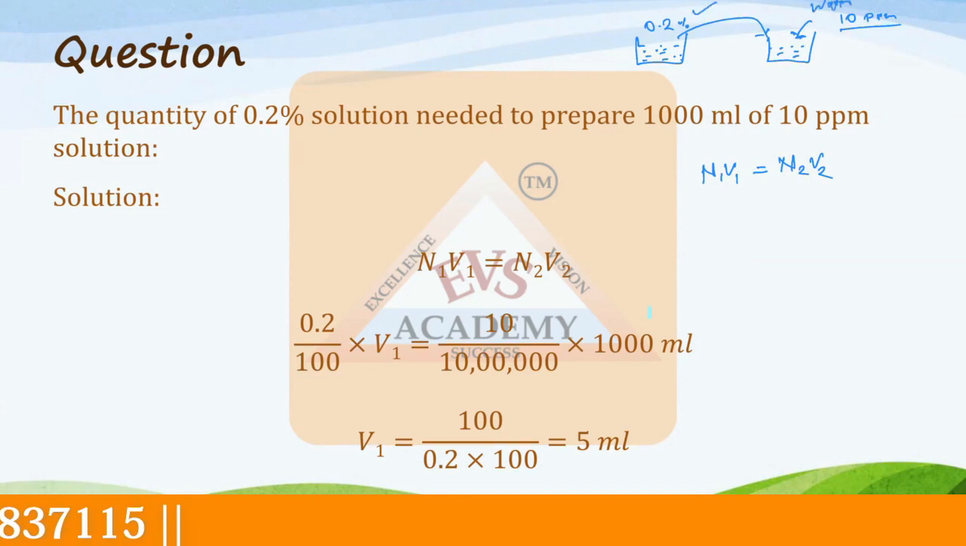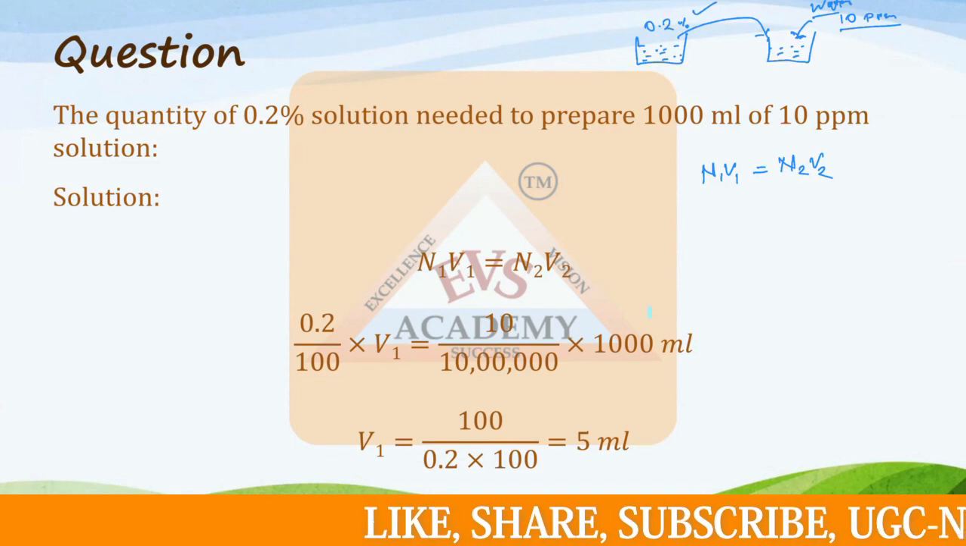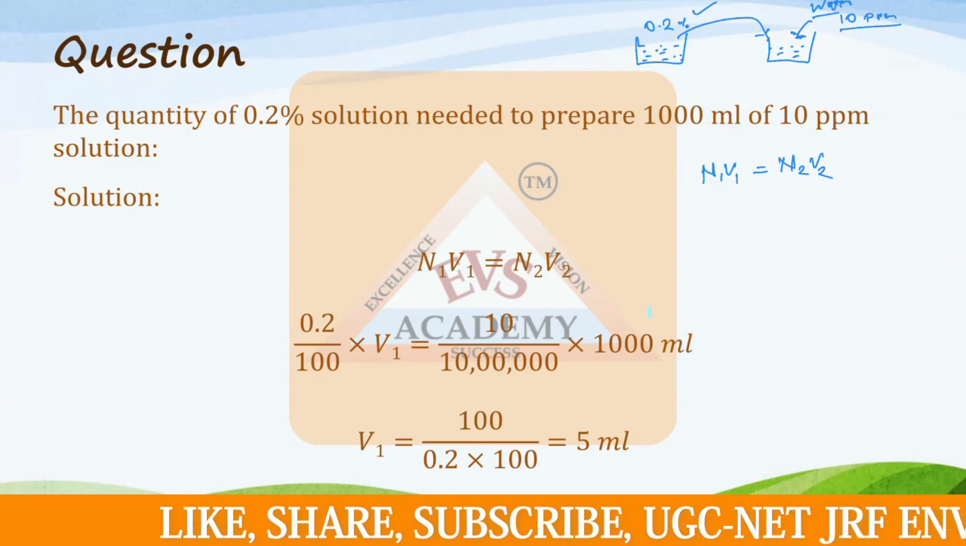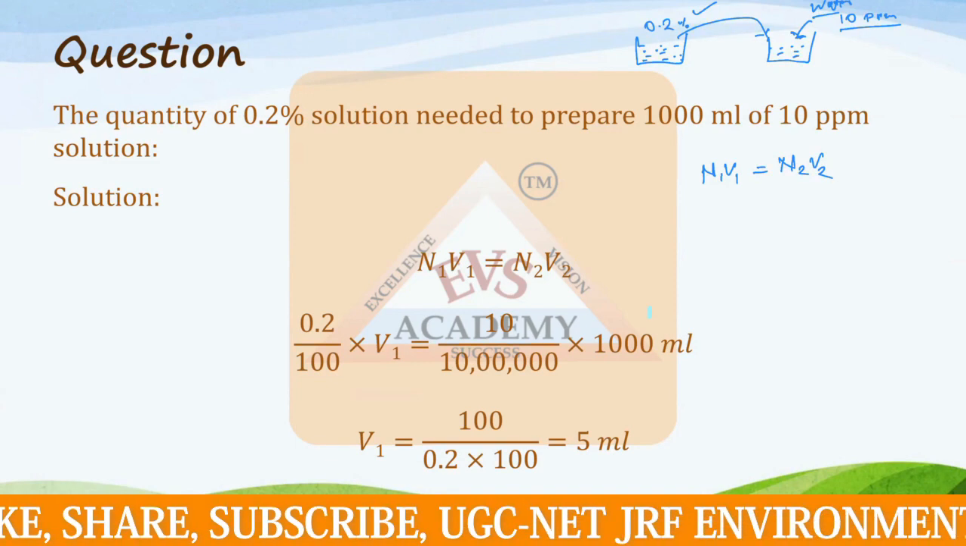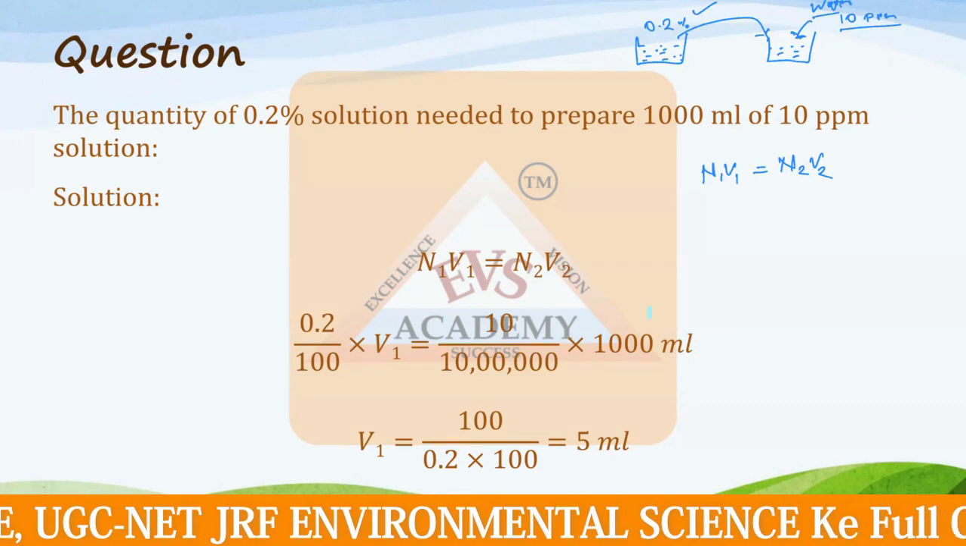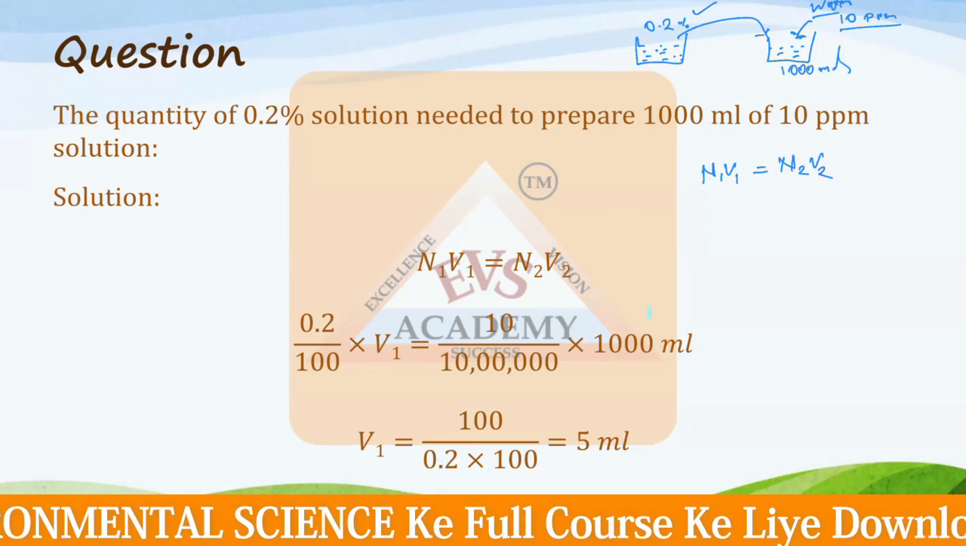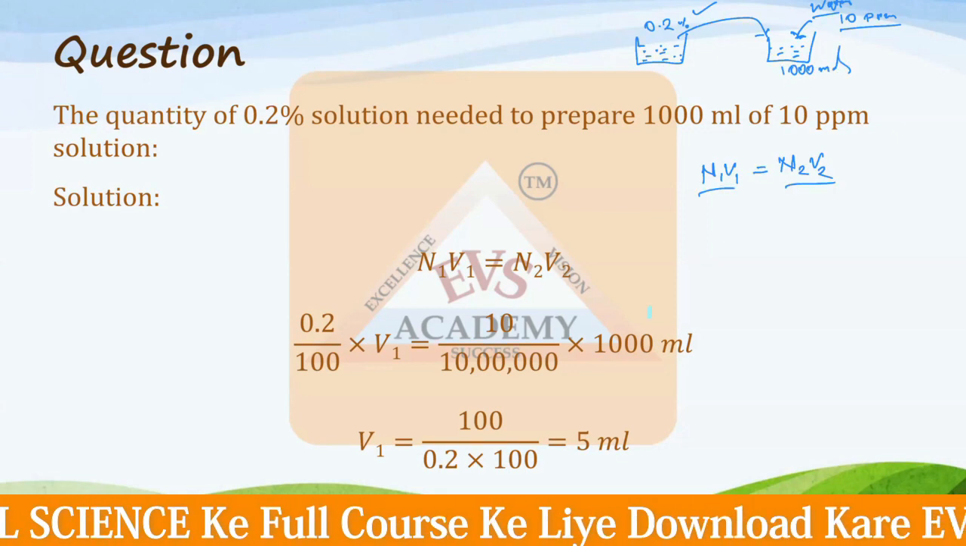So basically, this question is asking how much water or solution is required. My example is water, but basically whatever solution it is. How much solution do we have to add to this 0.2% solution to create 10 ppm of how much? 1000 ml or 1 liter. So we use N1 V1 equals N2 V2.